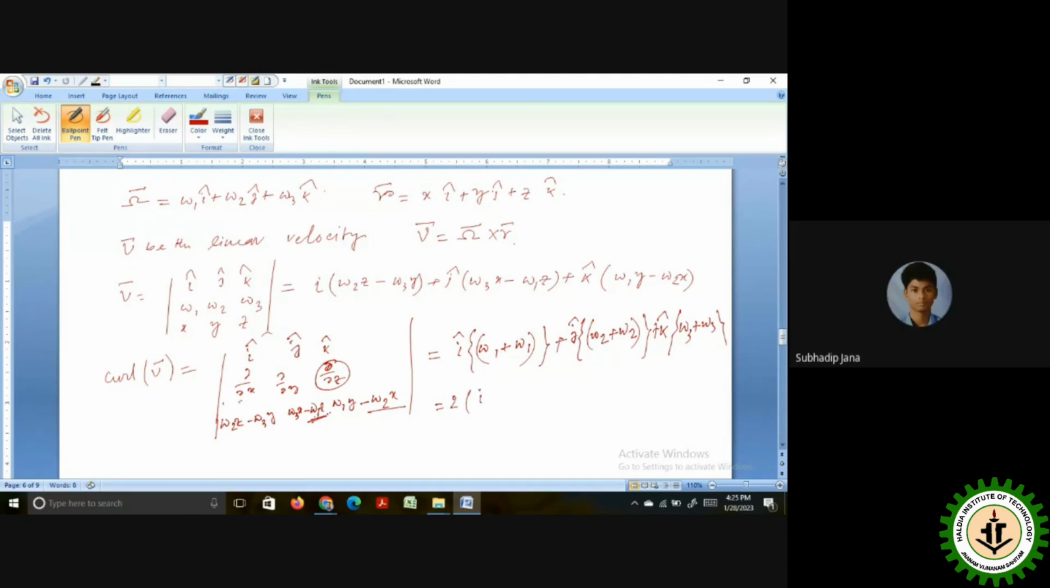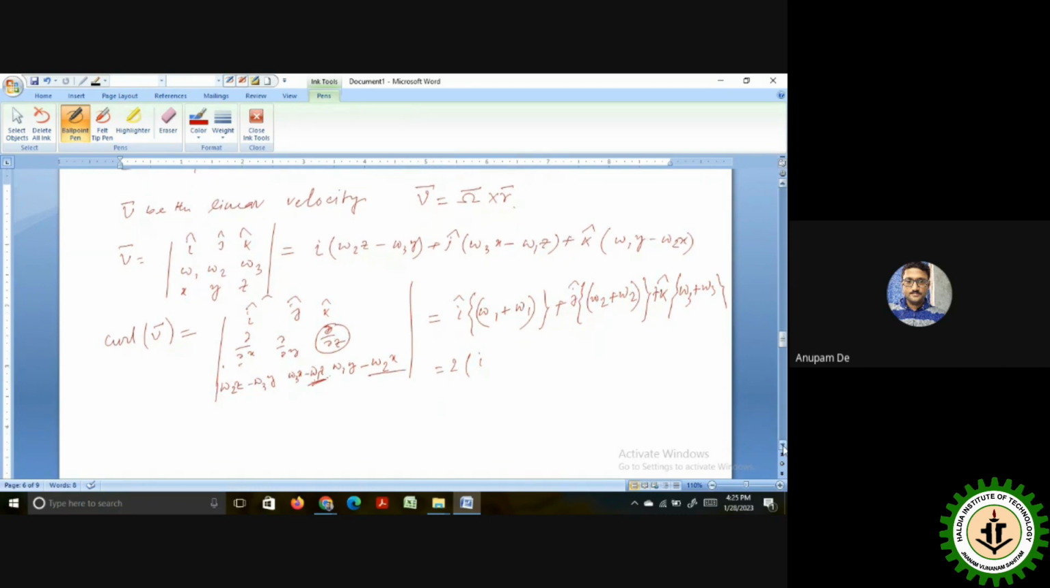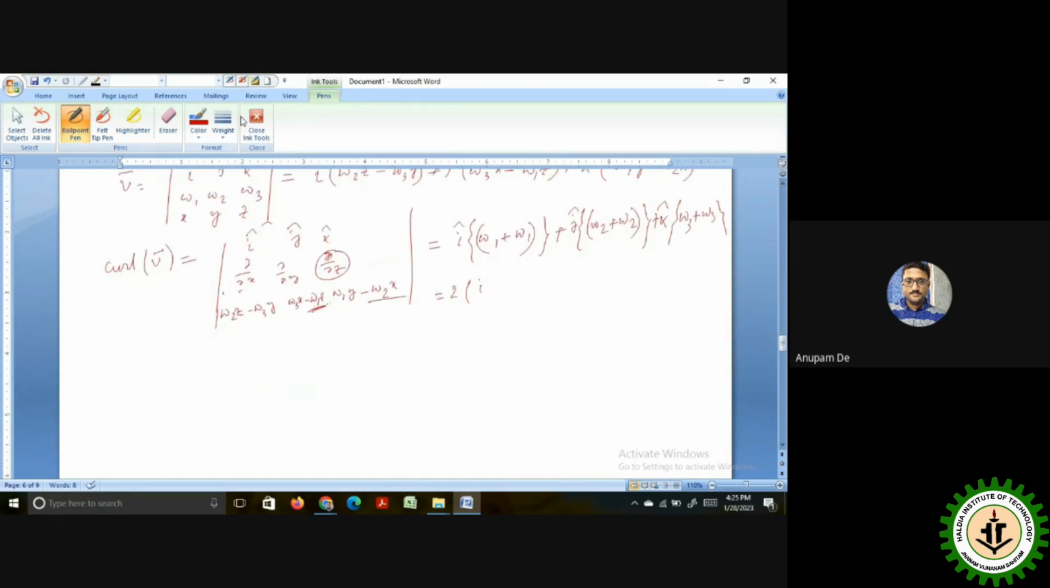Acha. So then I have to expand it. I have to expand it again. Let me expand it. If it is looking clumsy, then you need to basically see what I am doing here. I wiped it out.